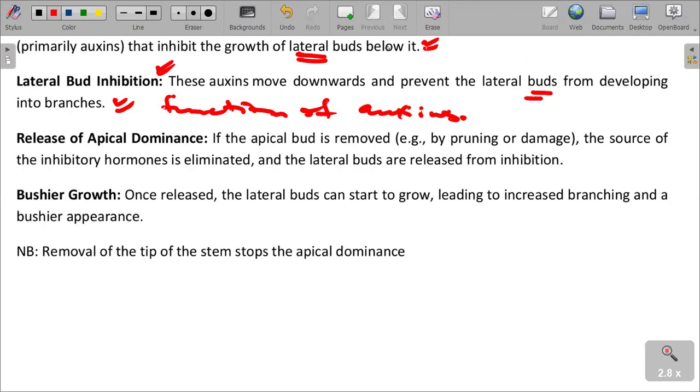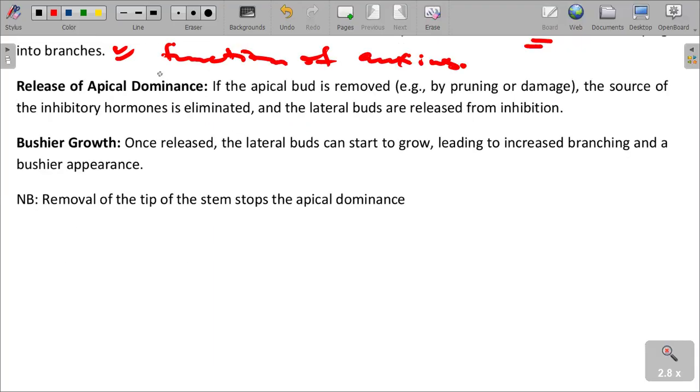That is why you see they are sometimes forming, but they always remain relatively short or underdeveloped, and they dry off as a result of the auxins that are produced. So, release of apical dominance. If the apical bud is removed by pruning or any other way of damaging it, or it might have been eaten off by browsers, animals that feed on plants and vegetation, most importantly, the source of the inhibitory hormone is eliminated, and the lateral buds are released from inhibition.